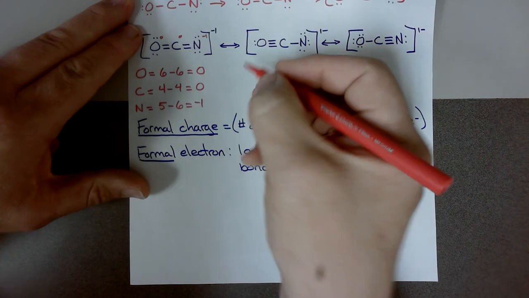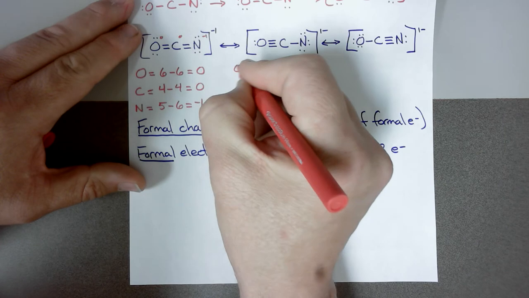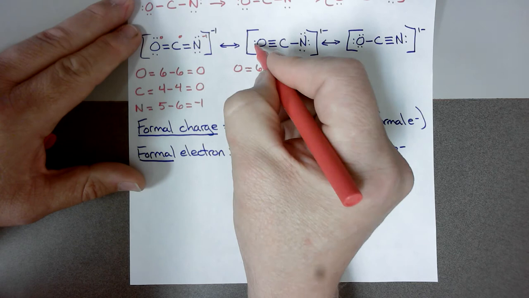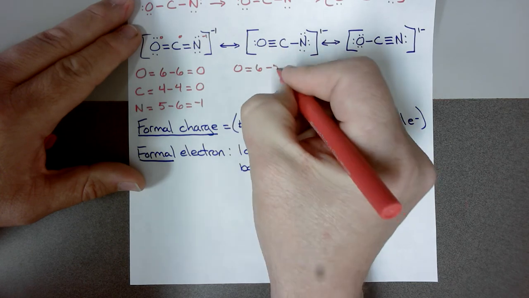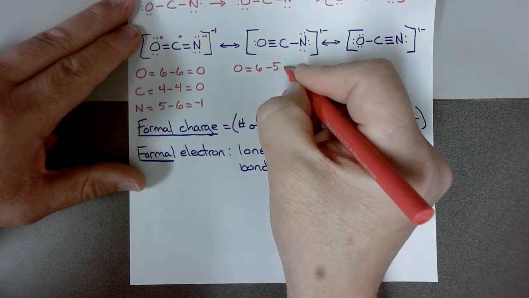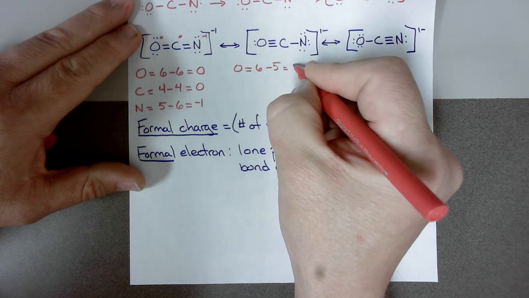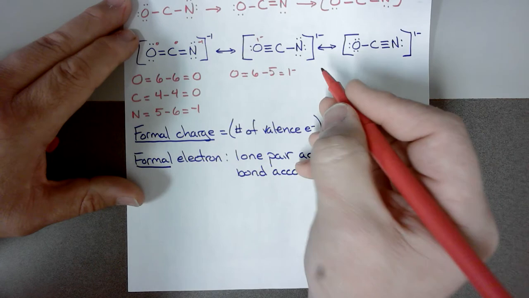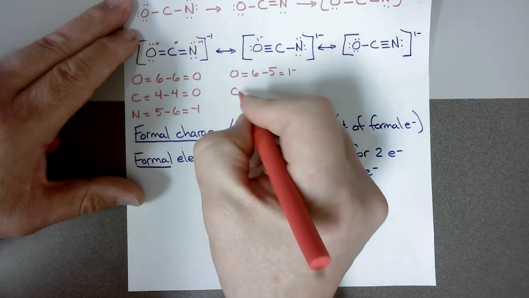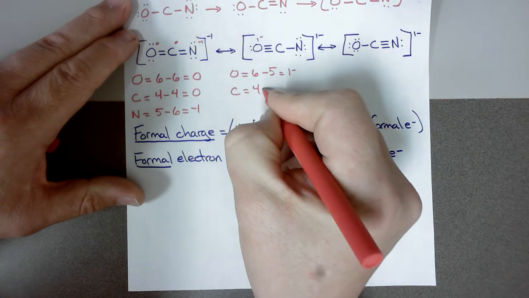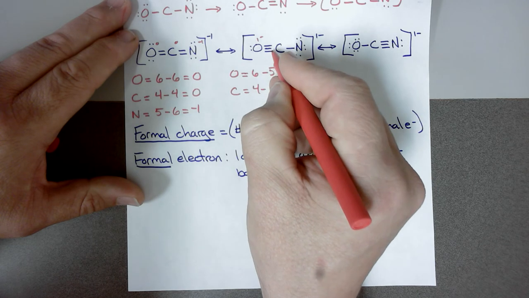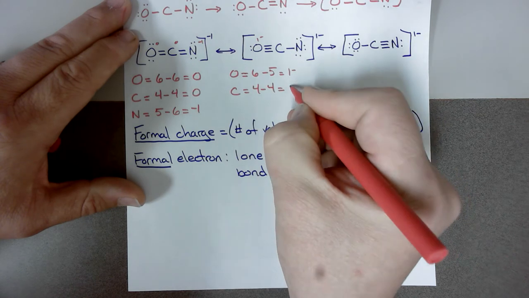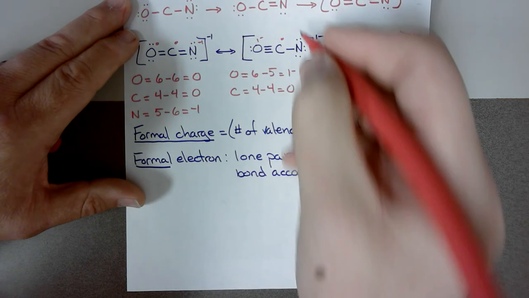Over here, oxygen is equal to 6 valence minus 1, 2, 3, 4, 5. So that's 6 valence, 5 formal electrons. So that's a 1 minus. So we have a 1 minus here. Then we have carbon, 4 valence minus 1, 2, 3, 4, 4. So that's going to equal 0. So this has a 0 formal charge.